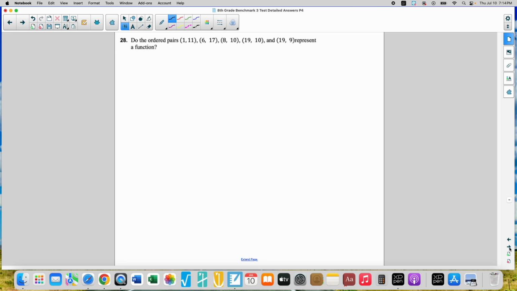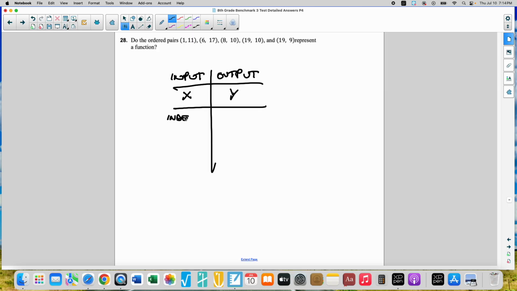All right, number 28. Do the ordered pairs 1,11, 6,17, 8,10, 19,10, and 19,9 represent a function? So a function is a very interesting thing. Functions have inputs and outputs. Inputs are traditionally x, outputs are y's. And then we also have inputs, or x's, are independent variables, and y, or outputs, are dependent.